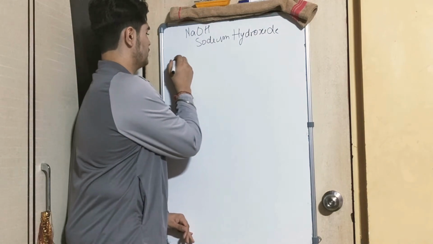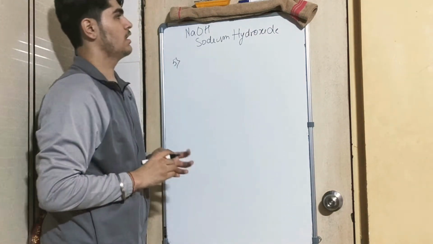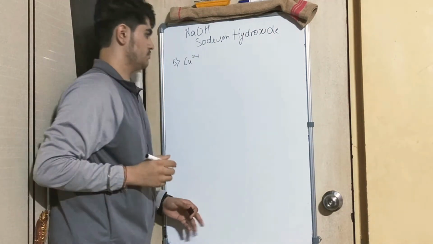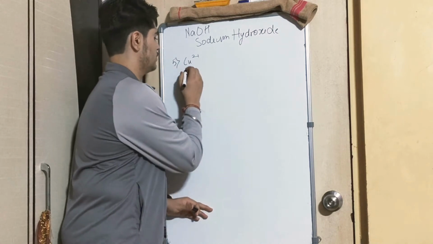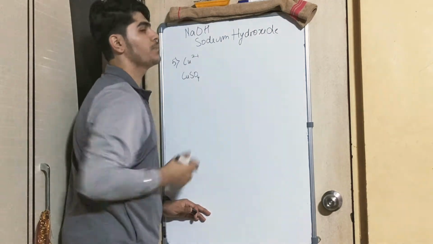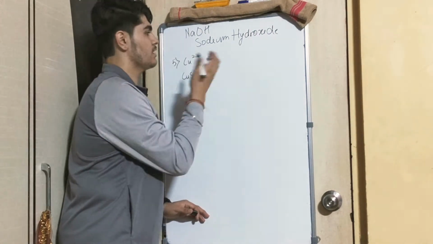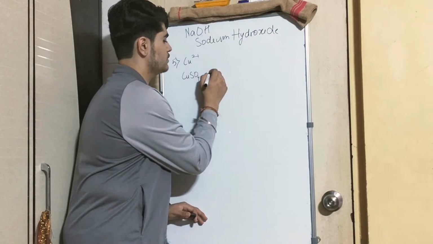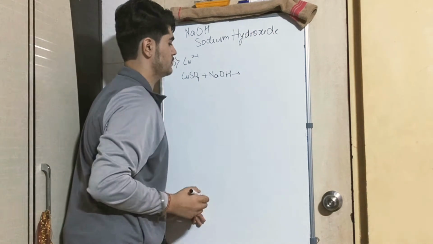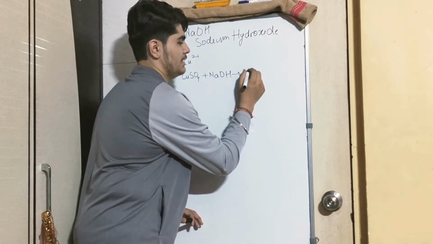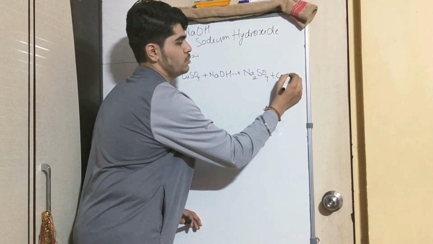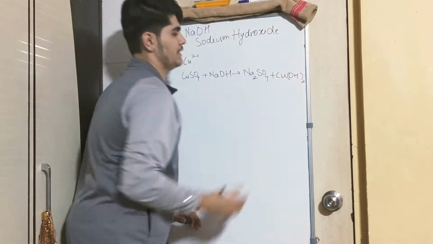Now our next is the fifth reaction. This is with Cu2+. We are going to take CuSO4. This is Cu2+, cupric, not Cu+. CuSO4 plus NaOH gives Na2SO4 plus Cu(OH)2.